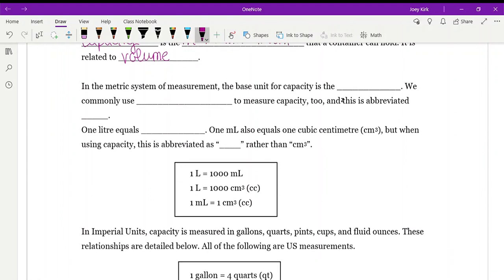In the metric system, as we've discussed, the base unit of capacity is the liter. So we had grams and meters, and the base unit now for volume is liter. We also really frequently use milliliters, ml, to measure capacity for smaller quantities. So 1 liter equals 1,000 milliliters, and that would make sense.